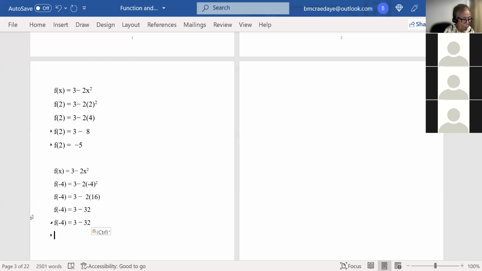I don't like word problems. I could never get that. 3 from 12 is what? 9. So you get a minus 29.